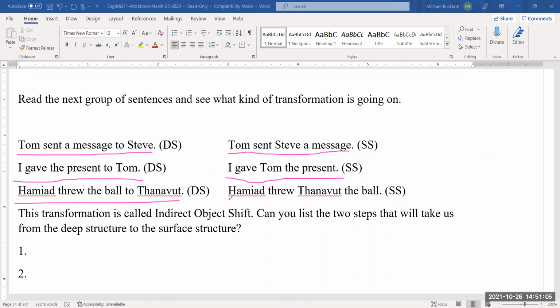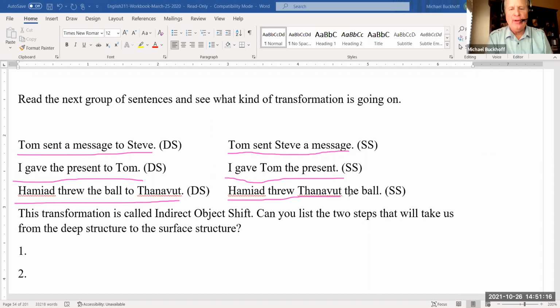I do not know how to say those names. I mean, Hamiad threw the ball to Thanavu. Yeah, that's right. And these are Middle Eastern and Thai names. And then Hamiad threw Thanavu the ball.